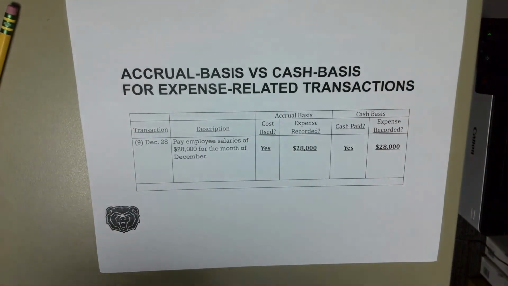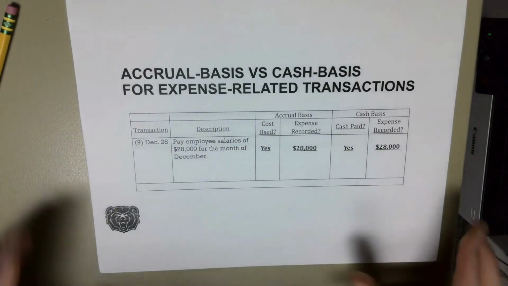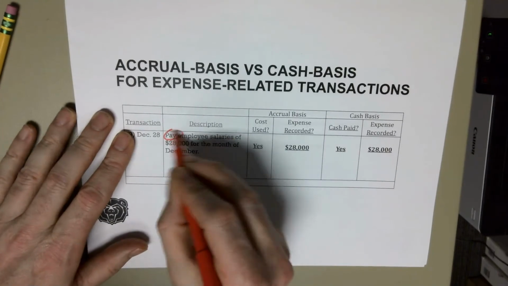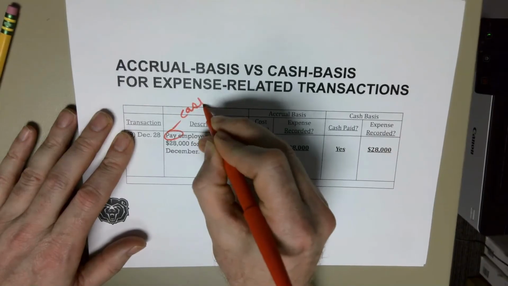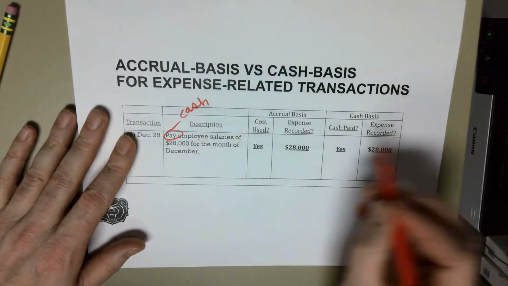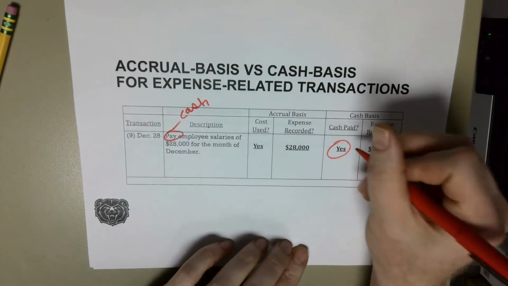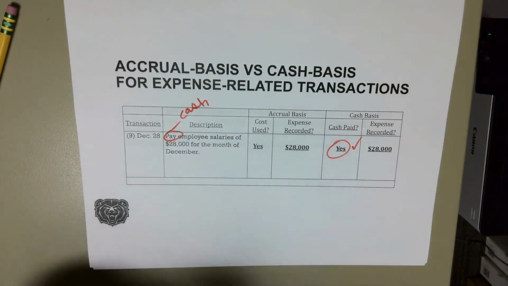Got one more expense to look at here, and that is paying employee salaries of $28,000 for the month of December. But at this point, you guys are pros at this, right? We've already gone over several examples. We know that pay is cash, so we've gotten rid of some cash, and we know that if we've used cash, then yes, we're going to recognize the expense for $28,000 when we use cash basis accounting.